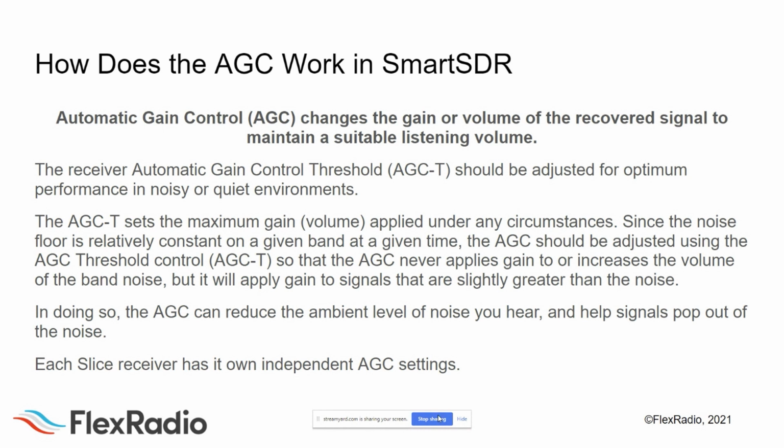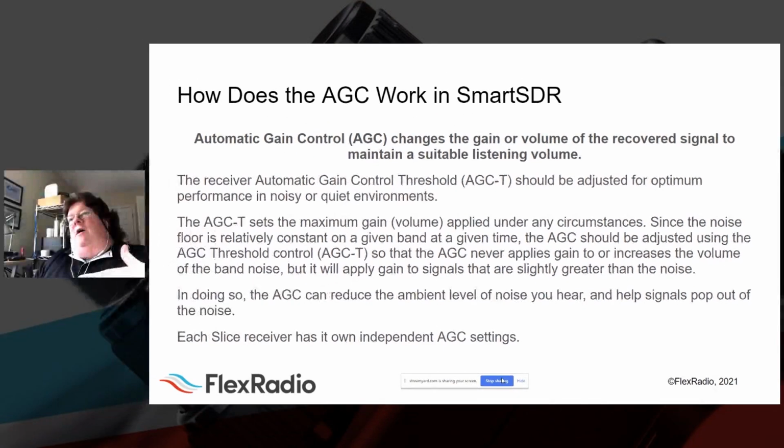What that means is that if you're listening to two signals in the band and one is incredibly strong and the other one is weak, with the AGC set, you can actually reduce the volume of the strong signal, which makes it more comfortable and easier to listen to, and won't overwash the weak signals. The AGC threshold is the main control for the AGC algorithm, and it sets the maximum gain or the maximum volume applied under any circumstance. I'm going to show a graph of this in just a few minutes that'll help clarify this.